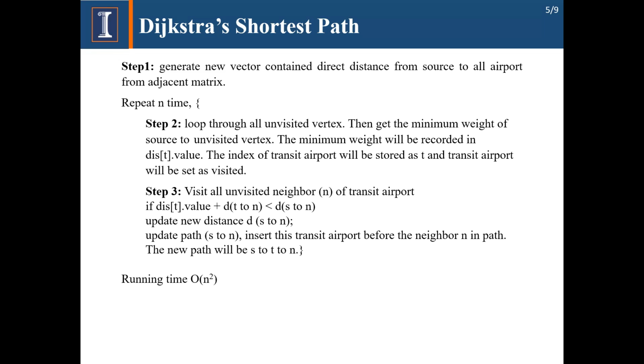Then we will visit all unvisited neighbors of the transit airport. If the distance[t] value plus the distance from the transit airport to the neighbor is less than the distance from the source to the neighbor, we'll update the new distance.